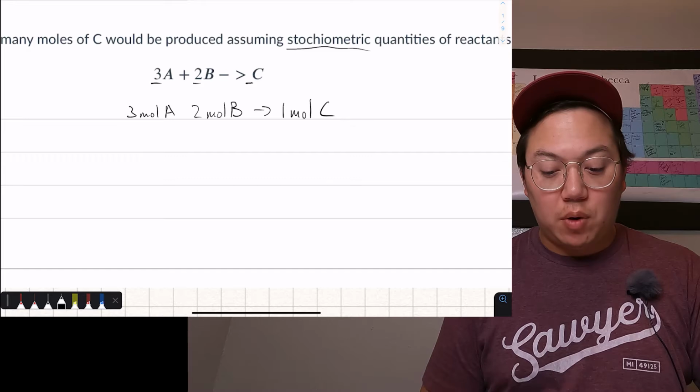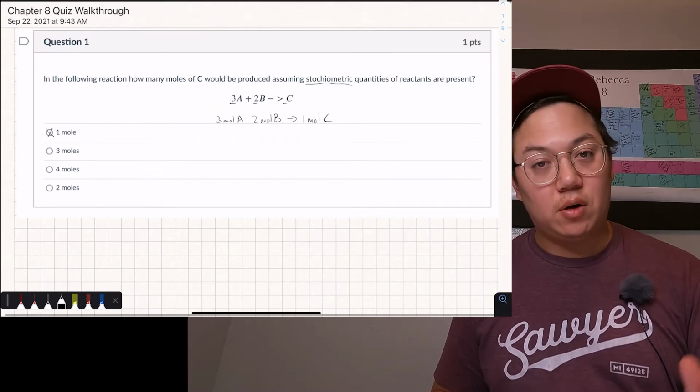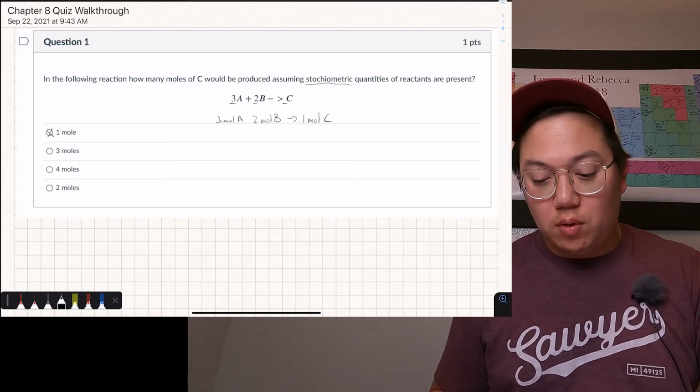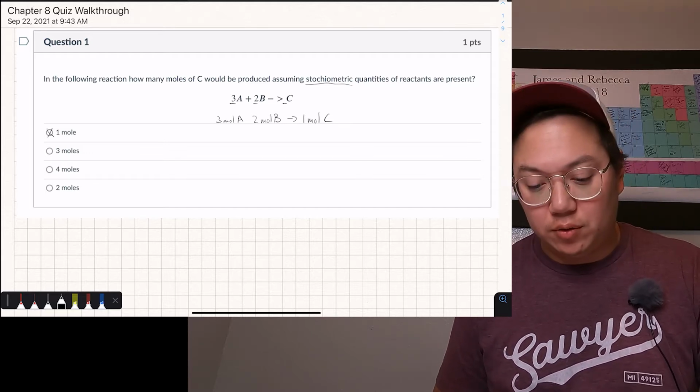So the correct answer for this problem is this first one, which will be different on your quiz because they're scrambled, but 1 mole of C is the stoichiometric quantity of product that will be produced.